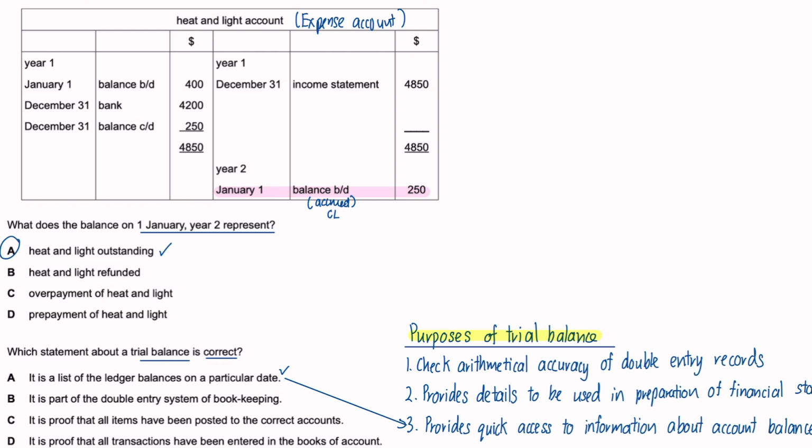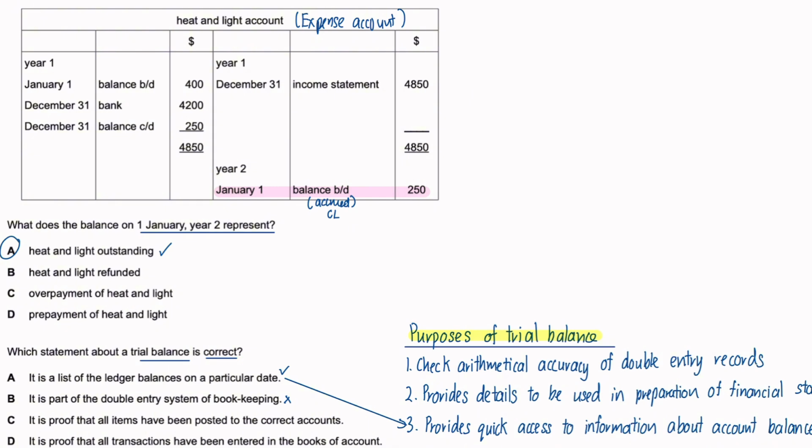It is a part of double entry system of bookkeeping. No, it's basically just showing the account balances. So the double entry involved is in the ledgers. Okay, so it is proof that all items have been posted to the correct accounts. It is proof that all transactions have been entered in the books of account.